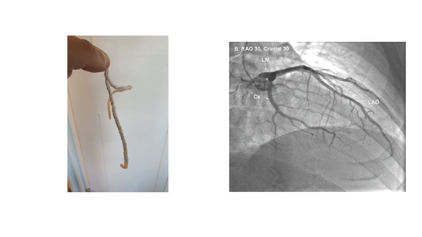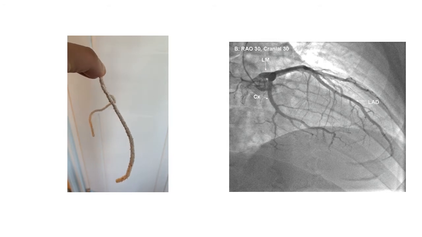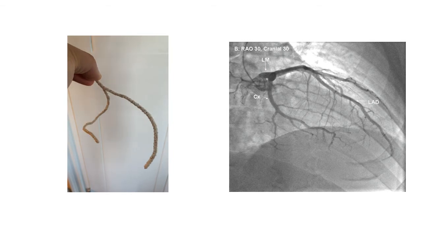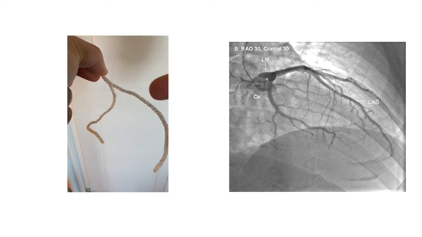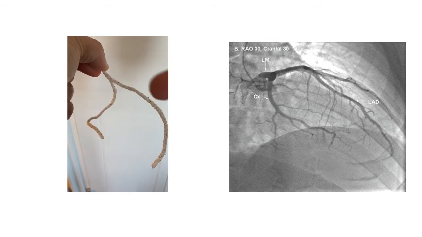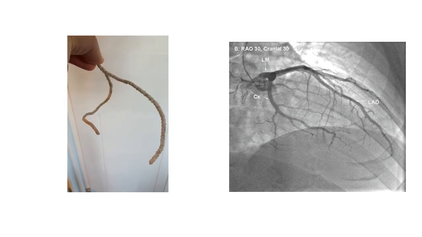We are now in the cranial projection and we're going to add some RAO to it. We're going to go into RAO cranial. So here we go. Notice that as we do so, the LAD, particularly proximal to mid, really spreads out. You can see lengthwise beautifully, and the circumflex ends up below.